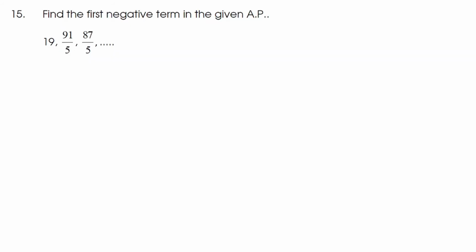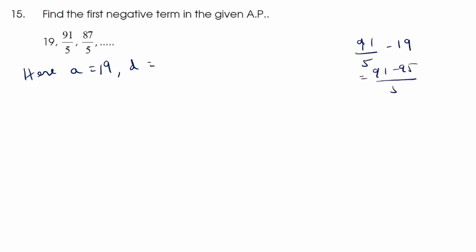Next question: find the first negative term in the given AP. So here this is the arithmetic progression which is given: 19, 91 by 5, 87 by 5, up to etc. You need to find the first negative term. So here first let us find the common difference. So the common difference is 91 by 5 minus 19. So it is (91 minus 95) by 5, so it is minus 4 by 5. So here d is minus 4 by 5.